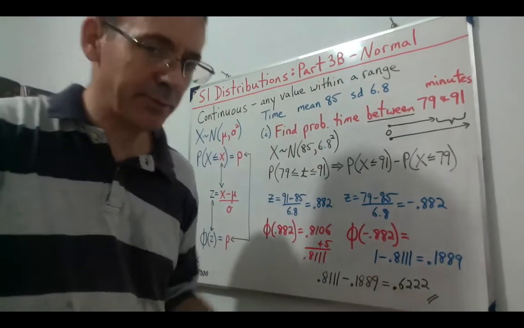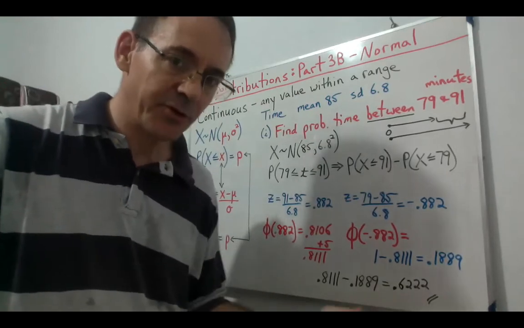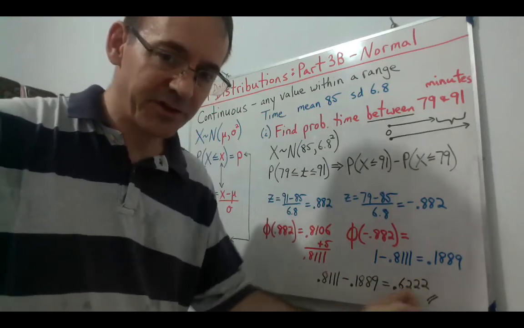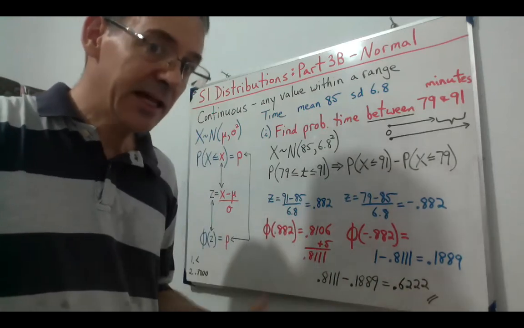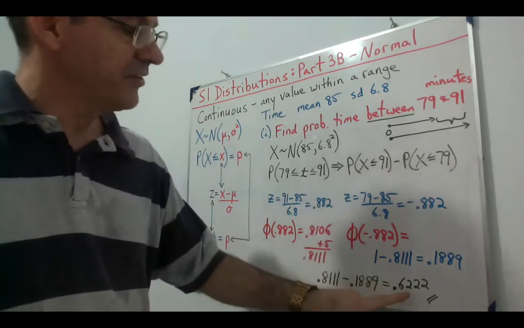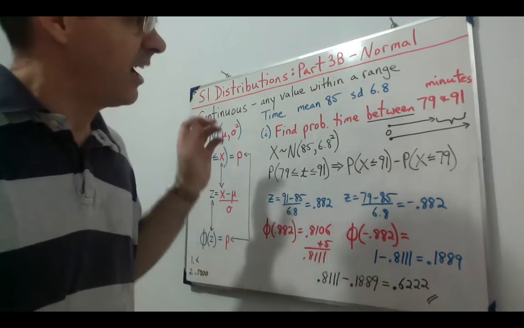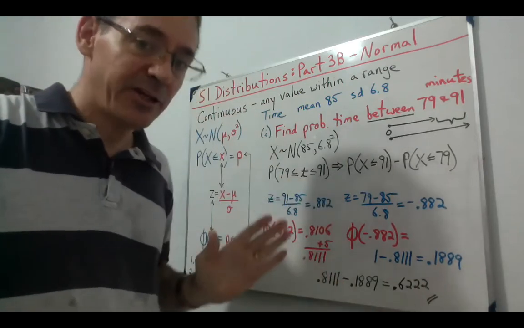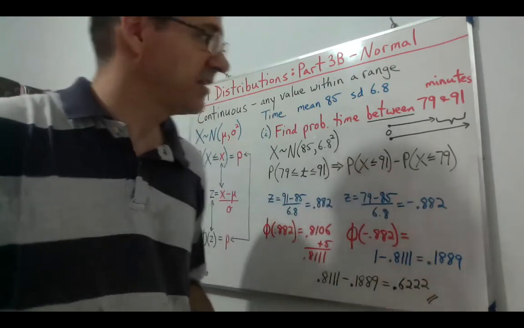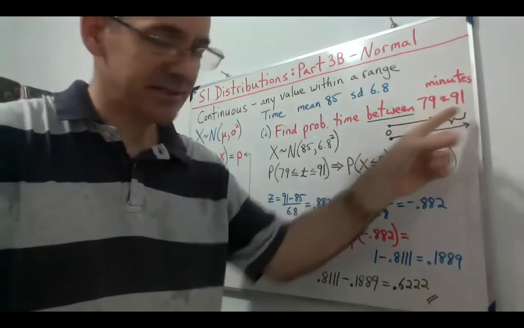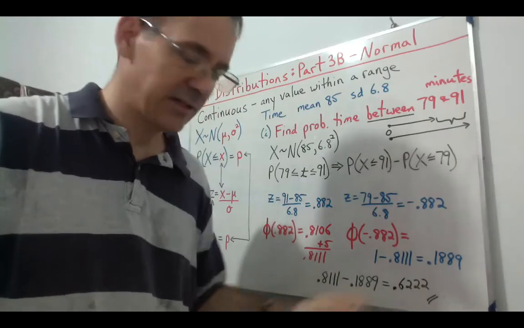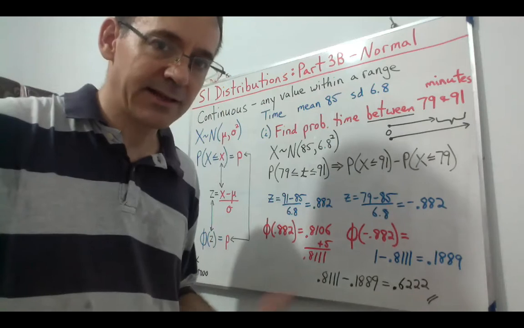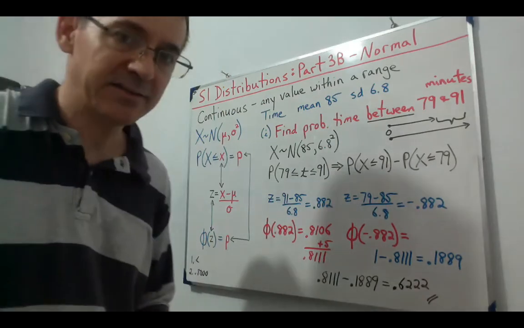This is the probability. In other words, this is a decimal, so if you changed it into a percent, they don't ask for percent. You can put the decimal. This is the correct answer. But if you're thinking about it as a percent, there's a 62% chance that your ferry will get across the lake between 79 minutes and 91 minutes. 62% chance, meaning you're most likely to get across the lake within that time span.